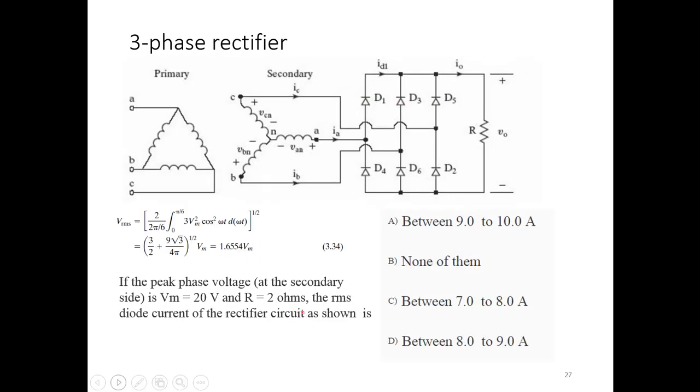Okay, 3-phase rectifier. If you want to find the RMS value, it is slightly higher than the average value. They ask you the same question, the RMS diode current. Once you find the RMS voltage divided by the resistance, you get the RMS current, divided by what? It will be the RMS of that IO divided by square root of 3. Remember that since it's an RMS value, when you divide, it will be square root of 3. Keep this in mind.